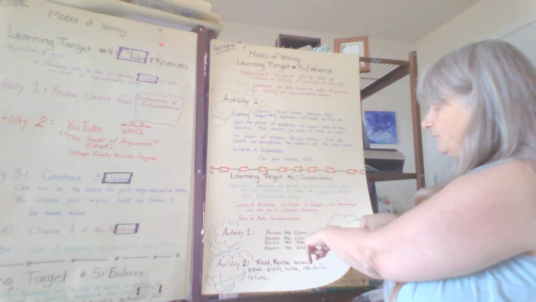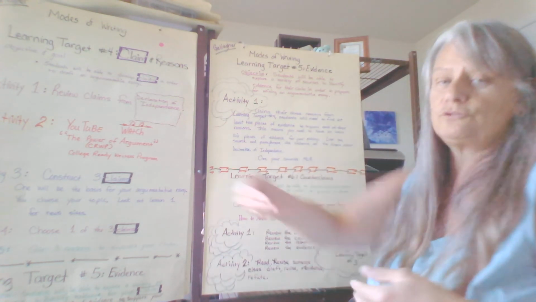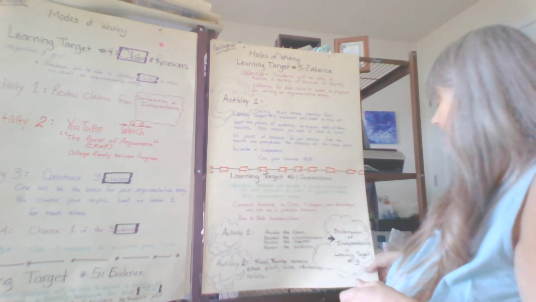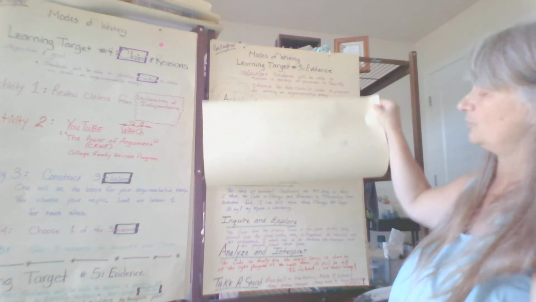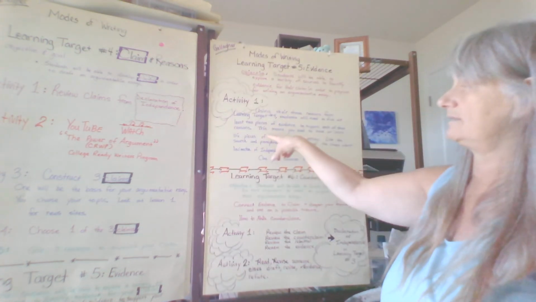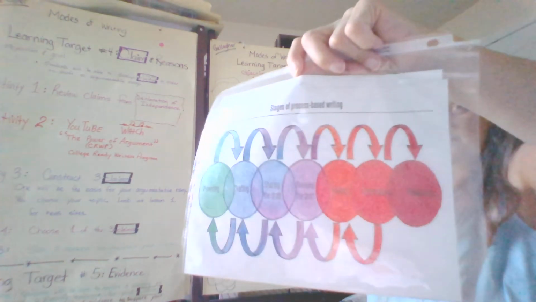Because remember, activity 1 is you're going to review all of this. You're going to review your claim, you're going to review your counterclaim, okay? And you're going to review your rebuttal for it. Inquire and explore. What did you inquire? Did you get the number of resources that you needed? And did you explore it, which is the process of writing?